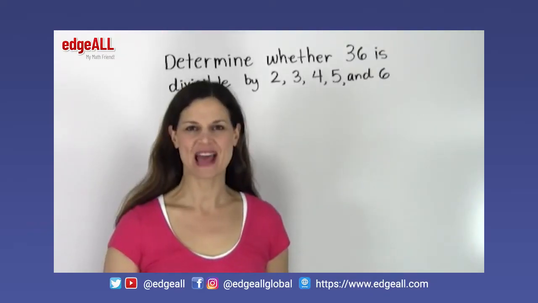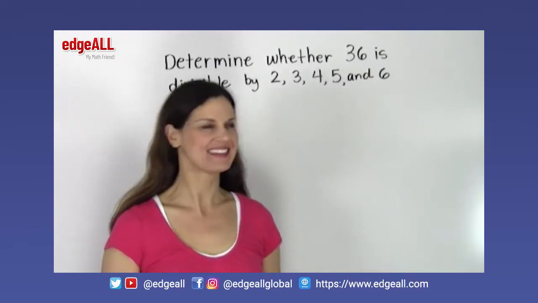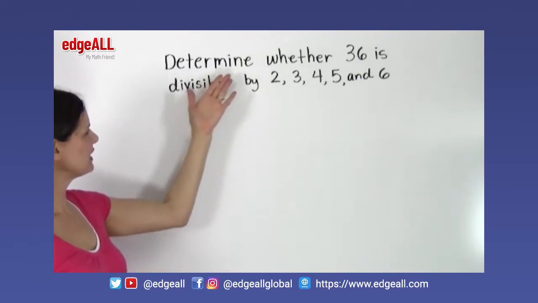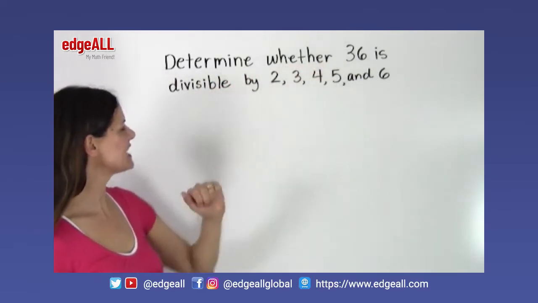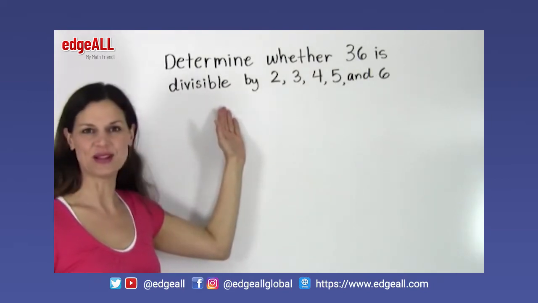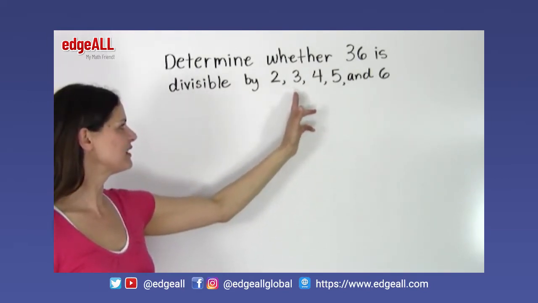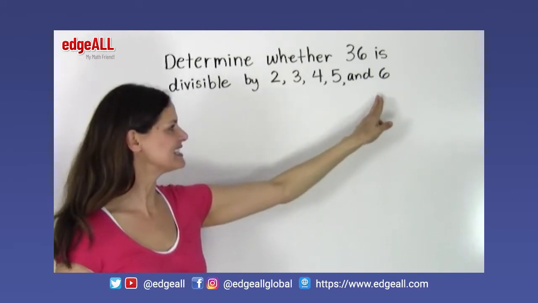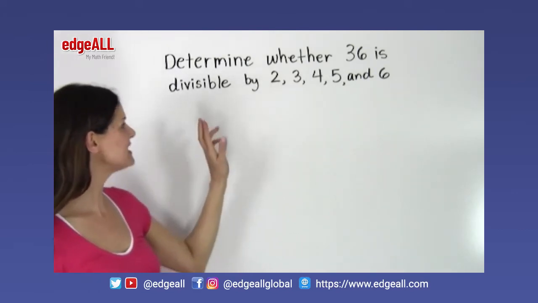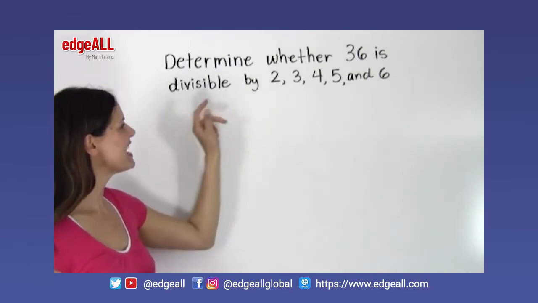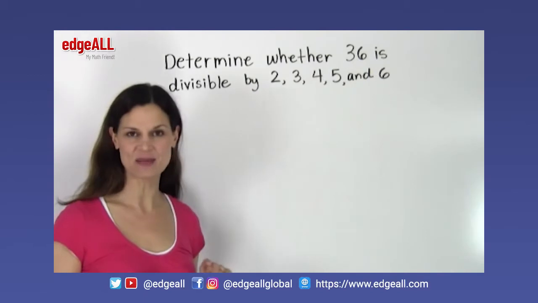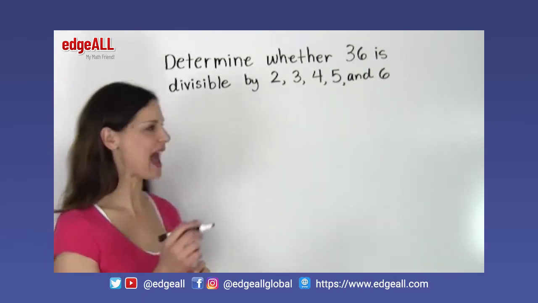Let's look at an example using divisibility. Our example asks us to determine whether 36 is divisible by 2, 3, 4, 5, and 6. The way to determine divisibility is to divide 36 by each of these numbers, and let's see what happens when we do that.